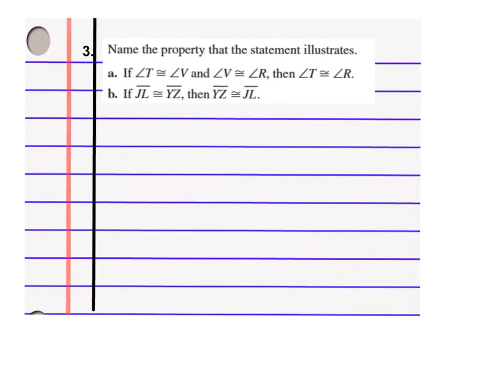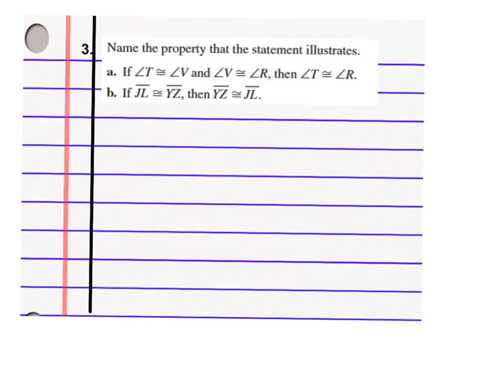Number 3, name the property that the statement illustrates. Part A: if angle T is congruent to angle V, and angle V is congruent to angle R, then angle T is also congruent to angle R. So look at your properties if you need to. Hopefully you're thinking transitive. That is the definition of transitive.